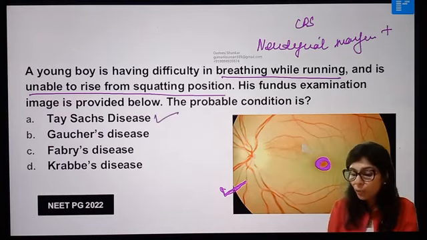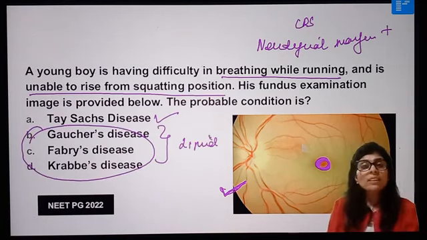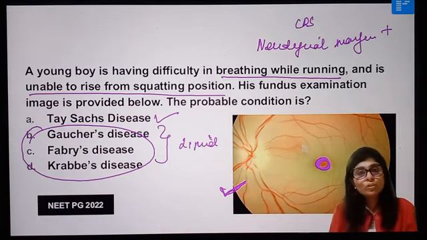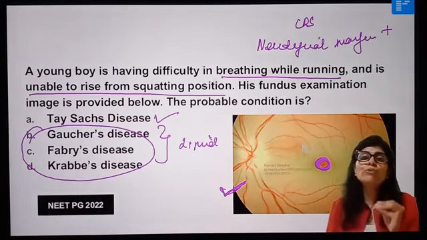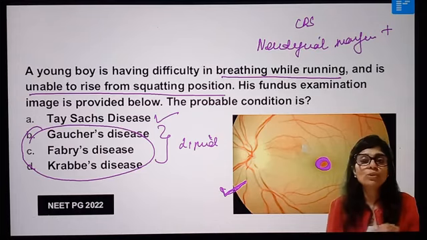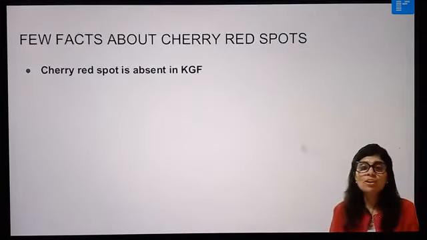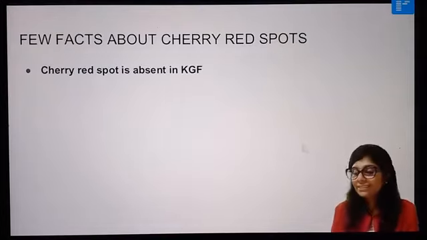But how do I exclude the other choices? Because all these are also lipid storage disorders. They will also present with neurological manifestations. They can also present with cherry red spot, right? So how do I exclude other choices? Let me tell you a few facts about glycosphingolipidosis. The first fact is cherry red spots are absent in KGF.